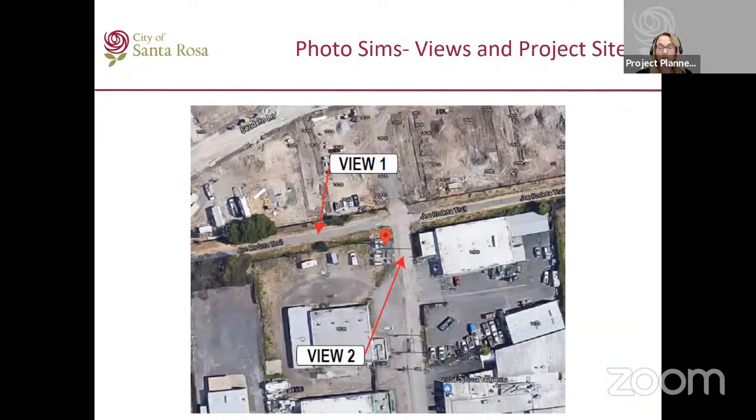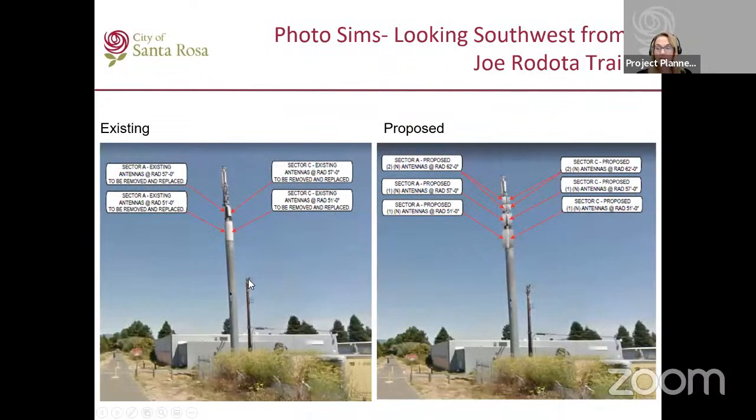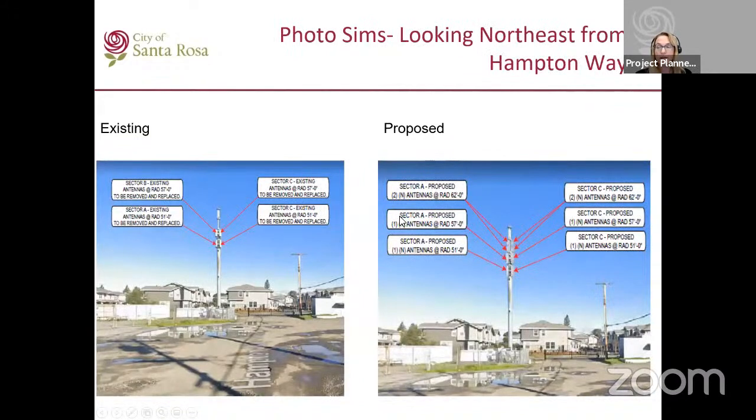This slide shows the location of the telecommunications facility, which is a leased space at the rear of the property and next to the Joe Redotta Trail. This slide shows the existing monopole on the left, and the slide on the right is a photo simulation of what the project would look like once the new antennas are installed. And this is a perspective from the Joe Redotta Trail. Again, this is another perspective from Hampton Way. Looking north, this slide shows the existing monopole on the left, and the slide on the right is again a photo simulation of what the project would look like if constructed.